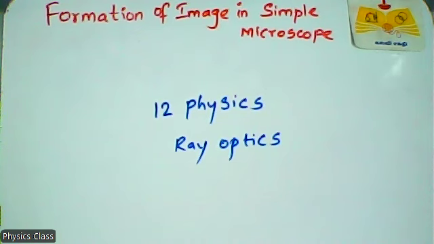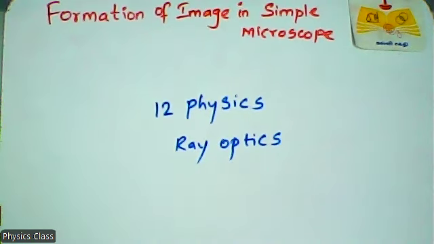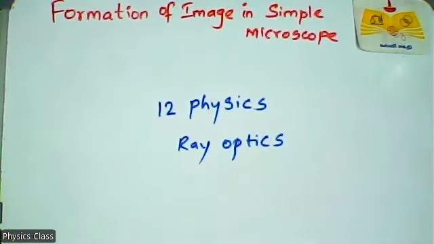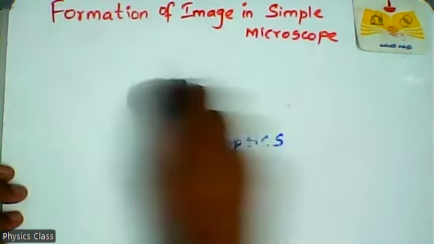Okay. So the chapter name is ray optics. Topic name: formation of image in simple microscope. There are many optical instruments used in our daily life. So we know the microscope, telescope, spectrometer, as well as our human eye. So, simple microscope.